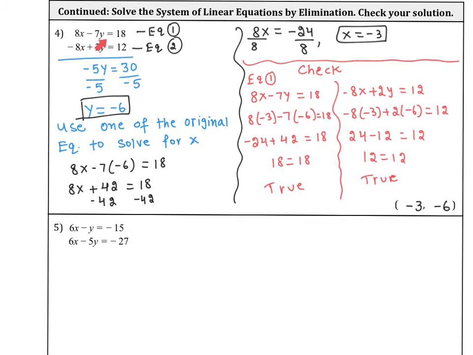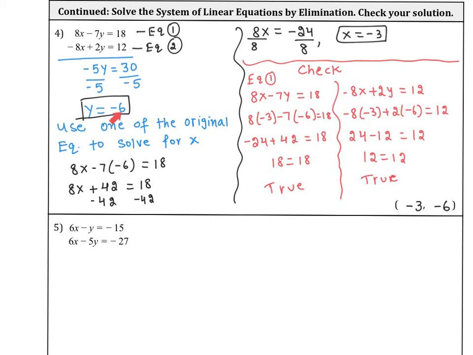So equation number 1 is 8x minus 7y equals 18. Equation number 2 is negative 8x plus 2y equals 12. They are opposite and the same. So when you add, the 8x and negative 8x cancel, and you get negative 5y equals 30. Divide by negative 5 on both sides, and you get y equals negative 6.